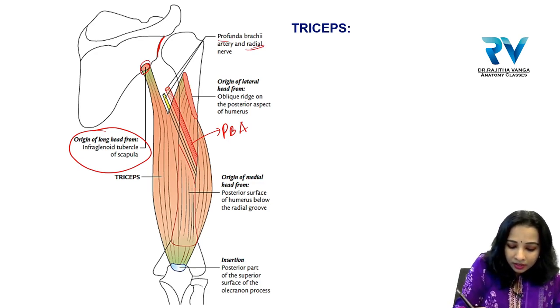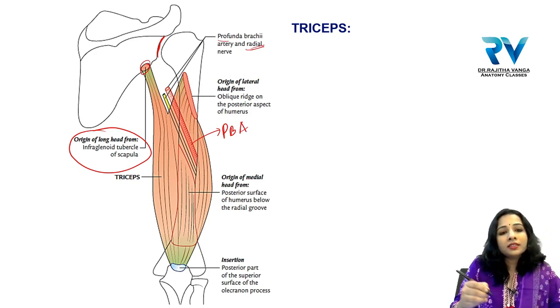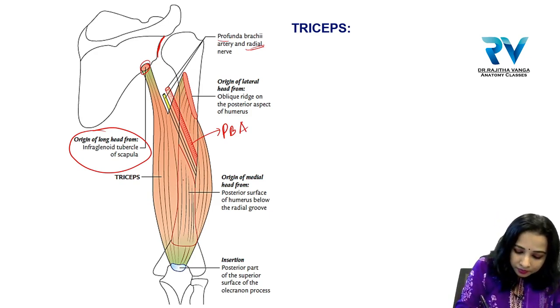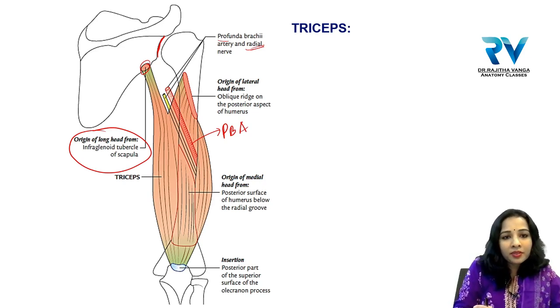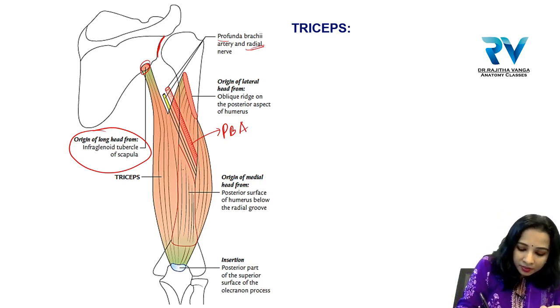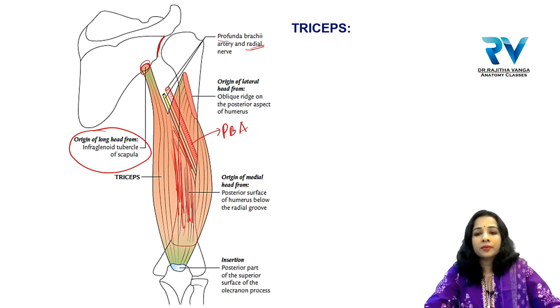So we can see the medial head. The medial head of the triceps is the deeper muscle, which we can appreciate only after cutting the lateral head of triceps. So this is the medial head on the medial side. It gets its origin medial to the spiral groove or the radial groove.